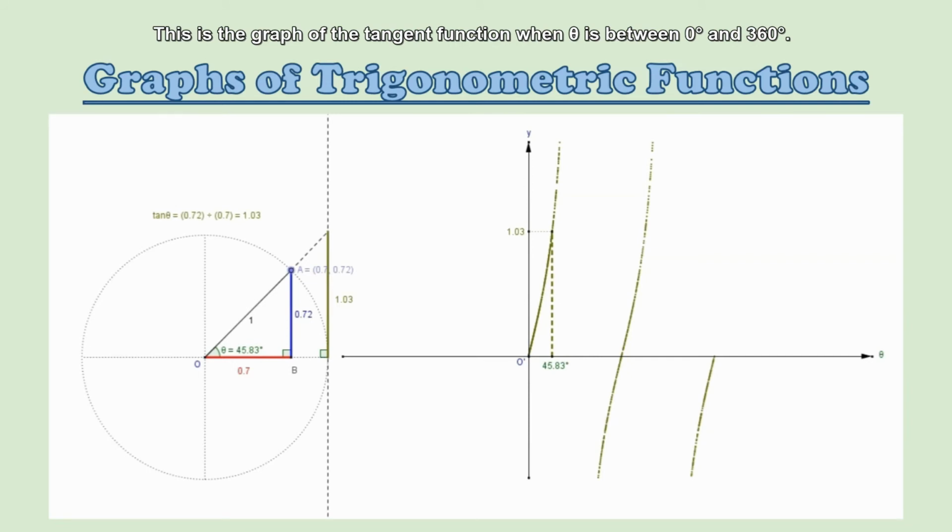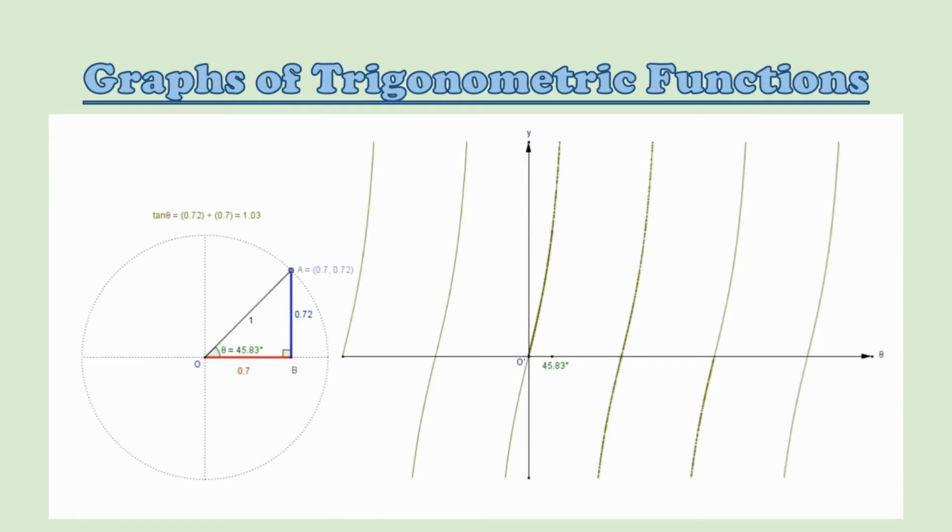This is the graph of the tangent function when theta is between 0 and 360 degrees. If we extend the range of theta to include any angles, the graph will look like this. Now as you can see, the graph of the tangent function is not continuous. That means the lines are broken.